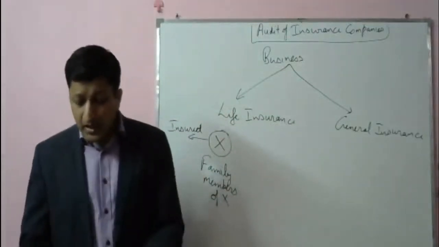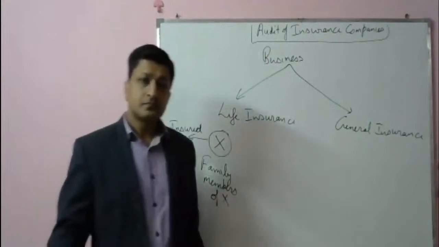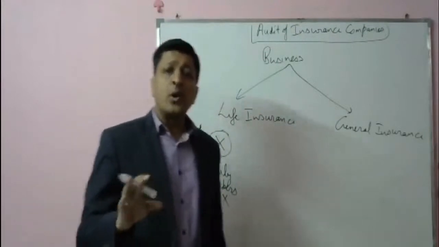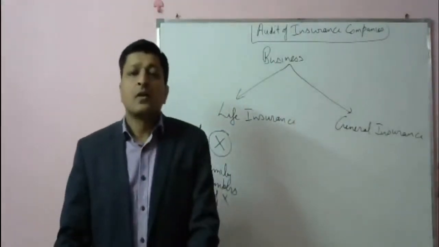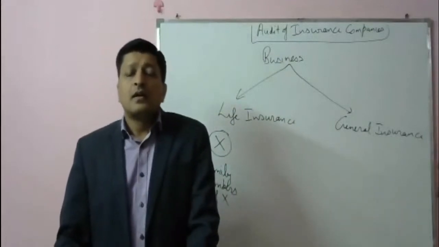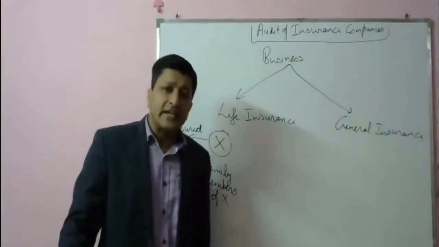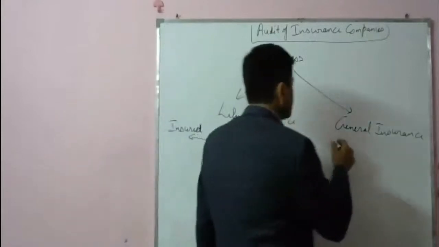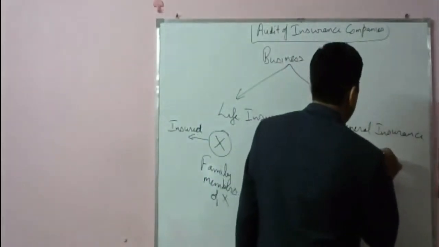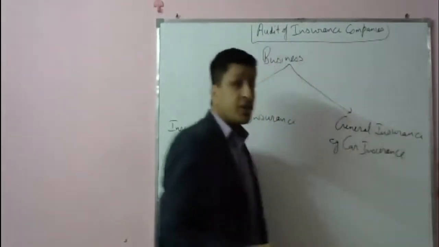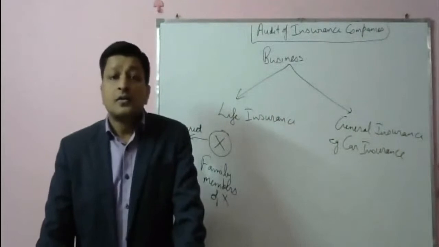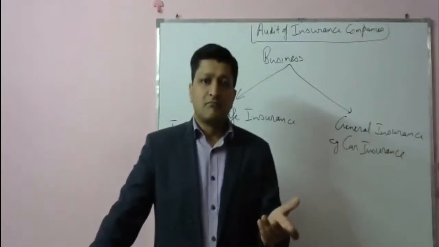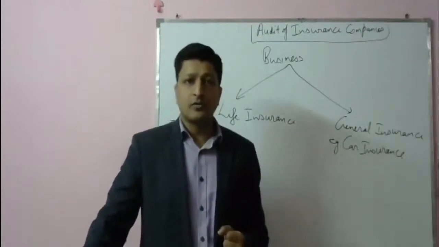Let's try to understand about general insurance. In relation to general insurance, we are not talking about the life of an individual. It is related to anything other than life. Say, for example, that is about car insurance. In relation to car insurance, the person is not getting insured, but that specific item, other than a human being, is getting insured. Car is getting insured.